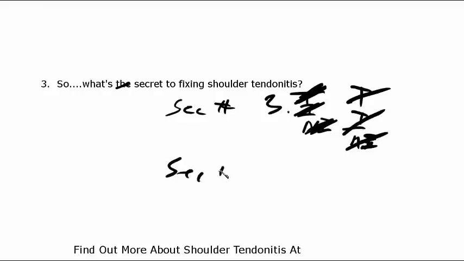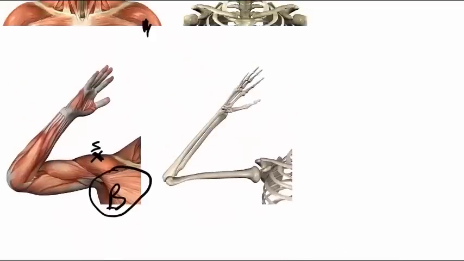Secret number 2 is the big muscles under the shoulder. Again, if you want to fix your shoulder tendonitis, you must effectively deal with those.